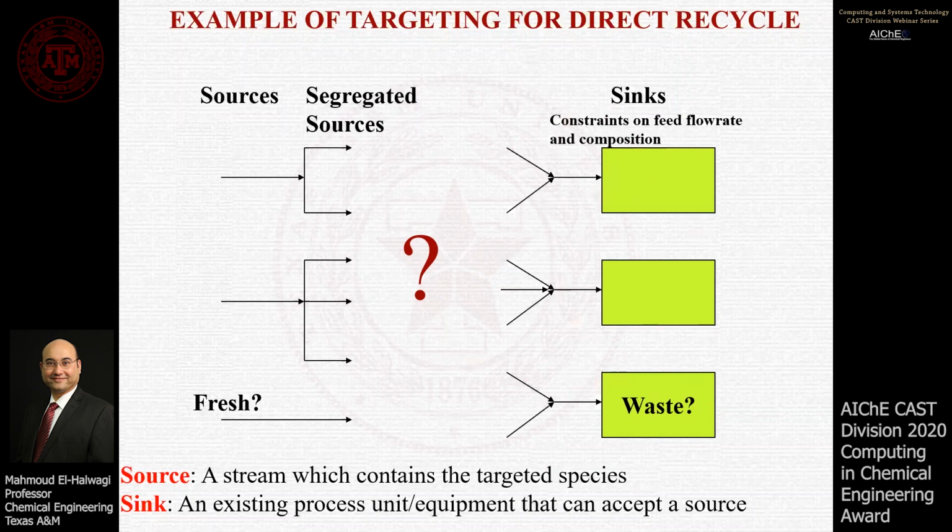So the strategies that we have at our disposal, we may segregate streams. That is to avoid their mixing. We may also split the streams and mix the split streams before entering a sink. And what we're trying to determine here is what should go where, so as to minimize the use of external fresh and waste discharge.